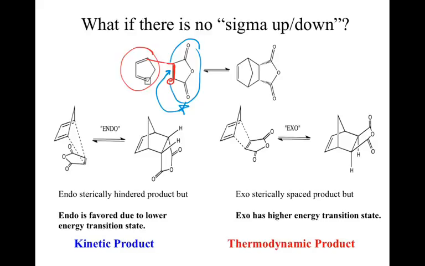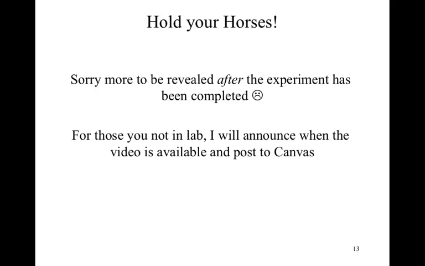Okay, so what we can do is push this a little bit further and move into the lab and see what the actual results are, but I'm going to hold it there, and I will reveal that information in a later lecture. For those of you not in the lab, I will announce when that next video is available, so you can go ahead and check it out and see our overall summary of what happens with our Diels-Alder reaction. Is it DA1? Is it DA2? What a cliffhanger. We'll have to come back and see.